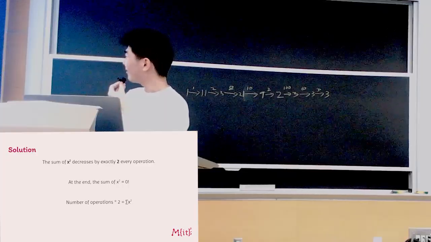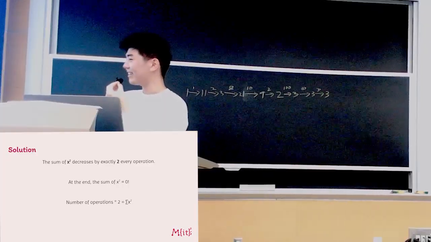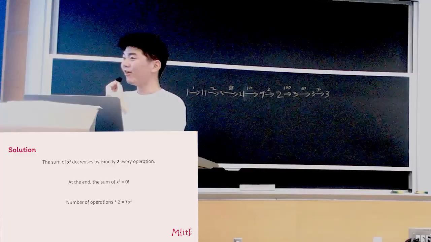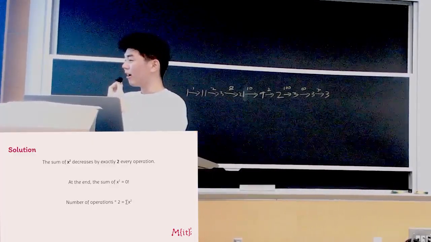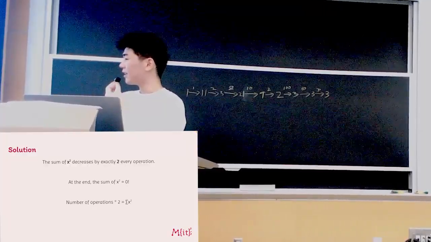So now we've noticed that the sum of x squared decreases by exactly 2 for every operation, and when all elements are 0, the sum of x squared is 0. So therefore, the number of operations must be the sum of x squared over 2.